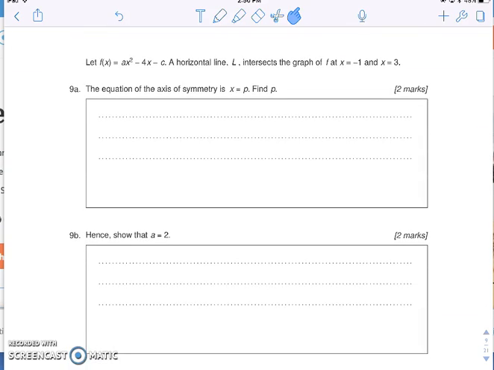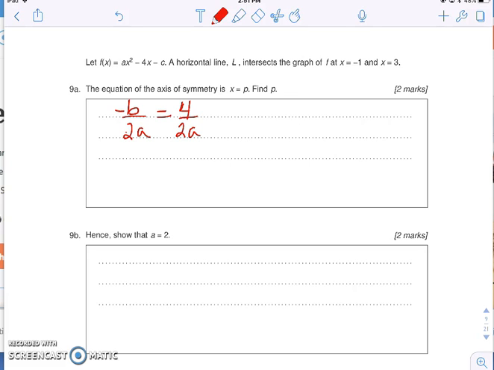And number 9. Let a x squared minus 4x minus c, a horizontal line L intersects the graph at x equals negative 1 and x equals 3. The equation of the axis of symmetry is x equals p. Find p. Your axis of symmetry is the opposite of b over 2a. So we know it's going to be 4 over 2a. Now we have to figure out what p would be.